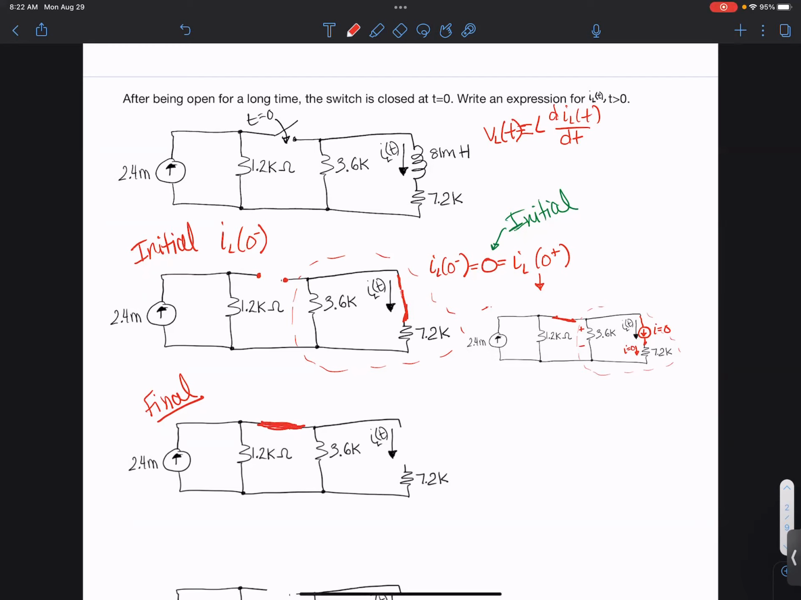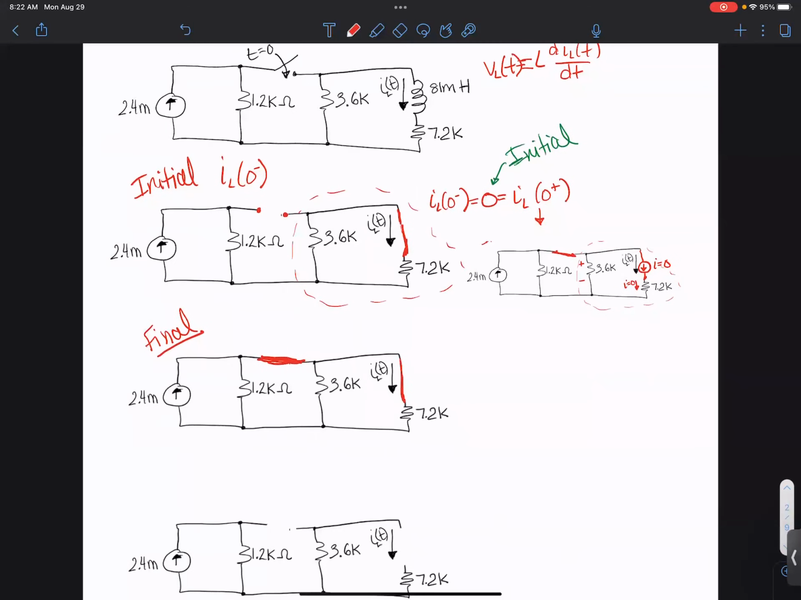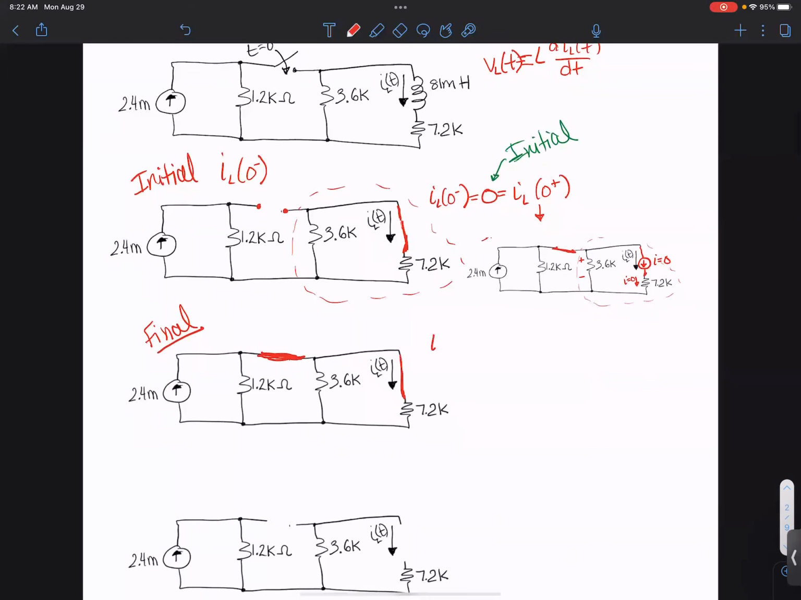And then again, we've been sitting here for a long time. So what happens with the inductor? It will be a wire again, correct? So both are a wire. And we want to solve this for the IL here as T goes to infinity.